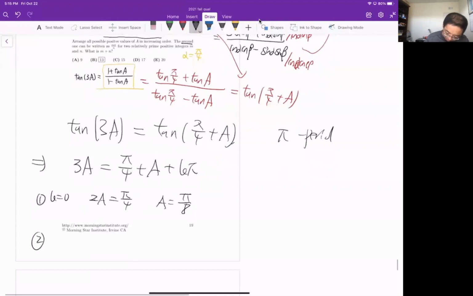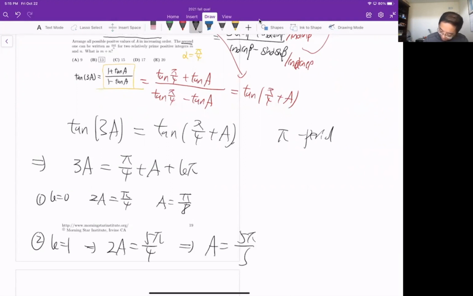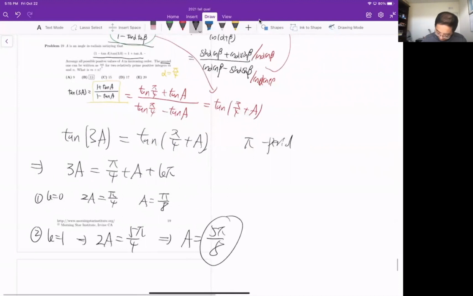And the second one, because we try to list in increasing order, right? Then we take k equals 1, and that implies 2A equals 5 pi over 4, and we get A equals 5 pi over 8. So the second one is 5 pi over 8, okay? And this is the n, and this is m, so m plus n is 13.